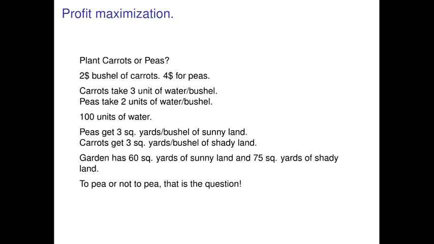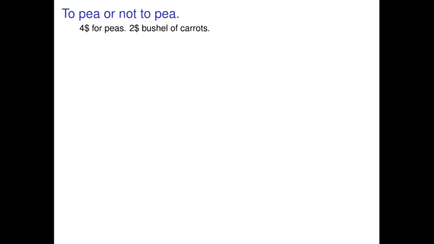Okay. So the question is, how do we set this up? How do we make the most money from our peas and carrots, right? This is a word problem. How do we solve it? Okay, that's the question. So $4 for peas, just to restate the question. X1 is how much peas we make.